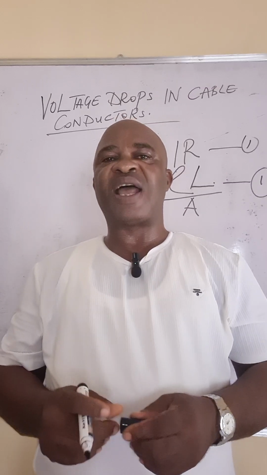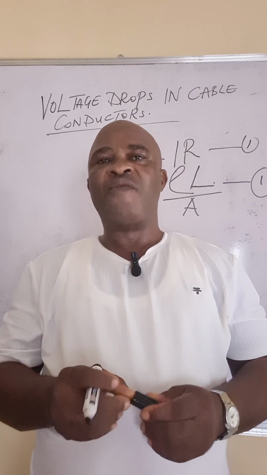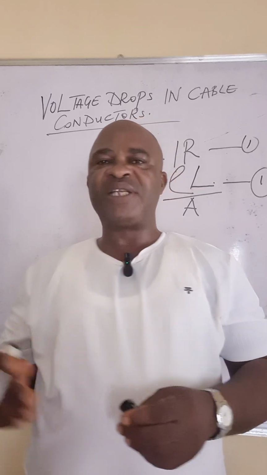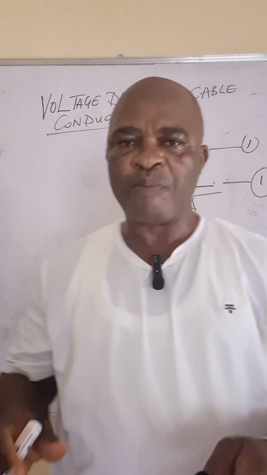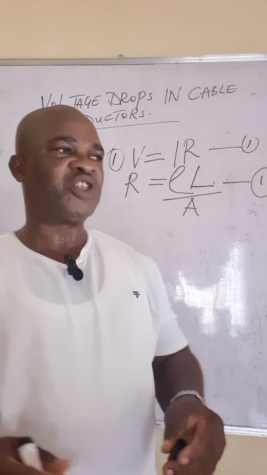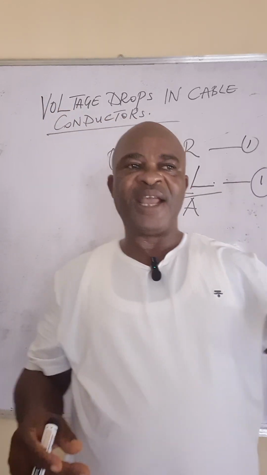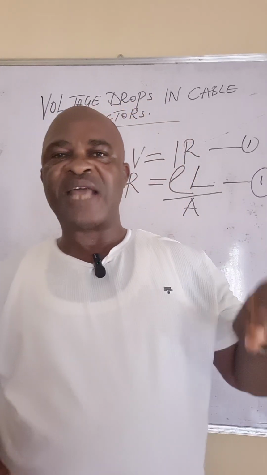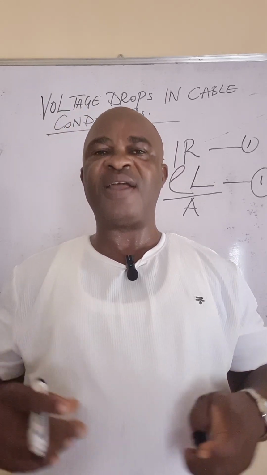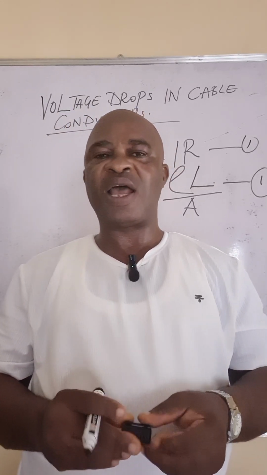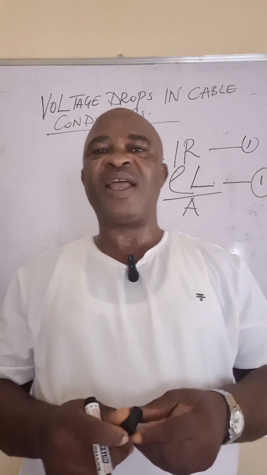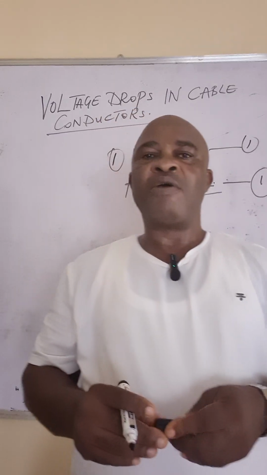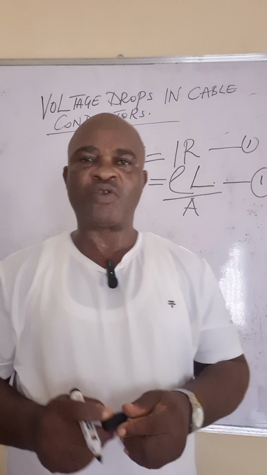The next one is overheating of components. Voltage drop brings about overheating of components of devices. At times, you even feel that the cable is very, very hot. That means there is overheating in that particular cable. So these are the negative impacts or consequences of having voltage drop in our network.